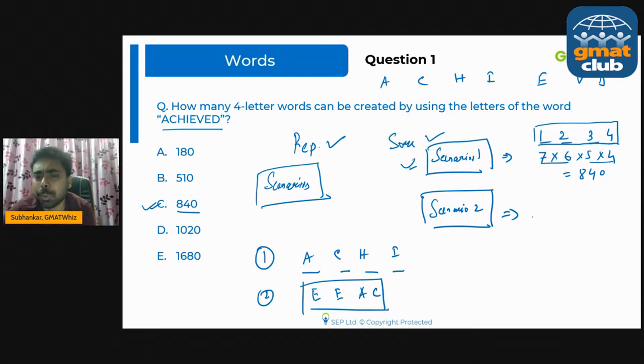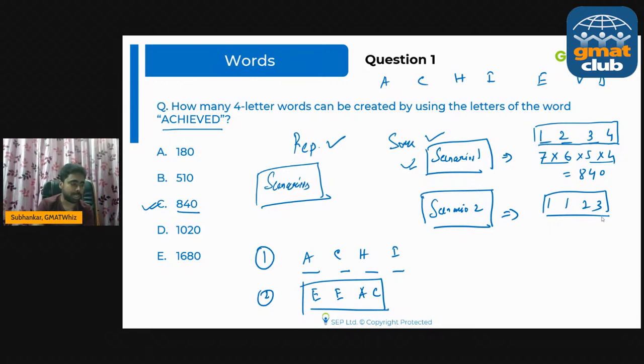If I get scenario two, understand I am using a number just for representation purposes. So I'm getting something like 1, 1, 2, 3, in any order. So I'm getting two same and two different, two distinct. Now understand, if I'm getting two same, definitely they must be E and E, because they are the only letters which are repetitive. So E and E, done.